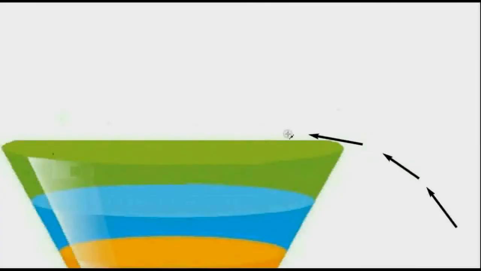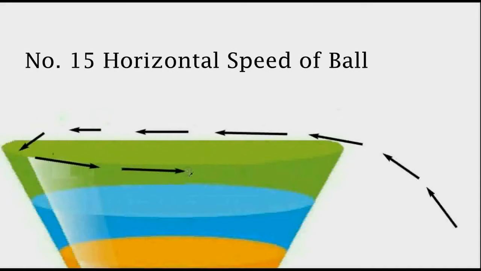Question number 15, what is the speed of the ball at the apogee? Now the ball was launched from the loop on a 30-degree angle, so the horizontal speed would be cos 30 degrees times the actual speed at the bottom of the loop. So that would be the horizontal speed throughout the flight.